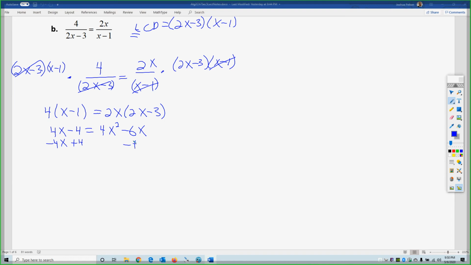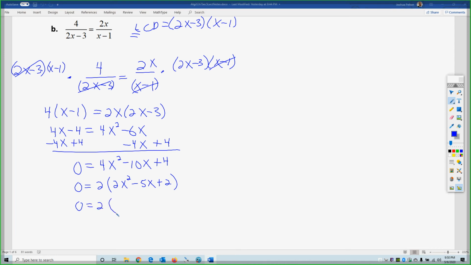Get everything on one side because this is a squared problem. This is going to involve factoring. So 0 equals 4x squared minus 10x plus 4. We could factor from here, but they have a common factor, so we'll factor out a 2. That leaves us with 2x squared minus 5x plus 2. It's a little bit easier to factor. So we're left with 2x and 2x. All right, let's double check here. I think we're good so far.